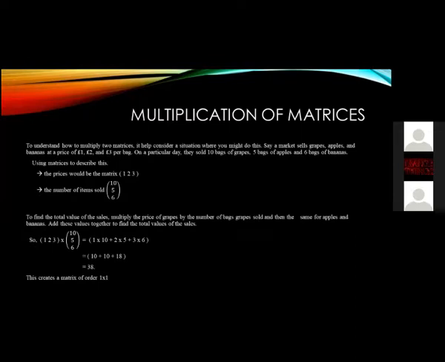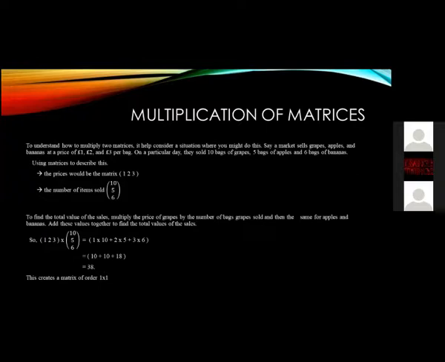Multiplication of matrices. To understand how to multiply two matrices, it helps to consider a situation where we might do this. Say a market sells grapes, apples, and bananas at the price of €1, €2, and €3 per bag. On a particular day, they sold 10 bags of grapes, 5 bags of apples, and 6 bags of bananas. Using matrices to describe this, the price would be one matrix and the number of items sold another.